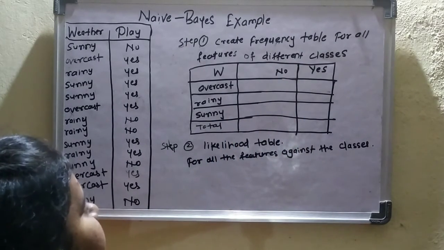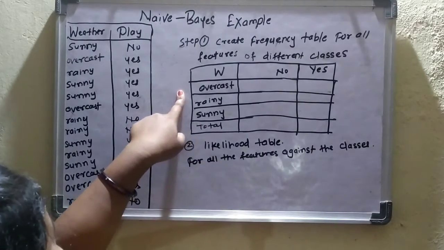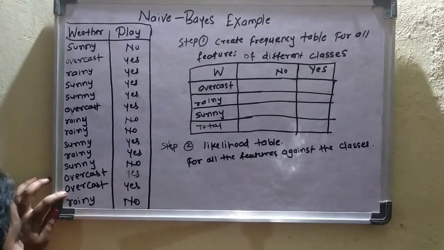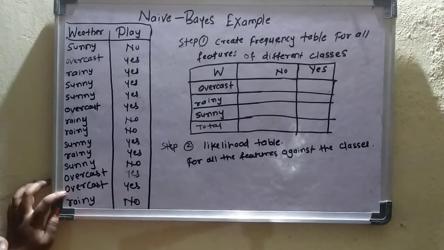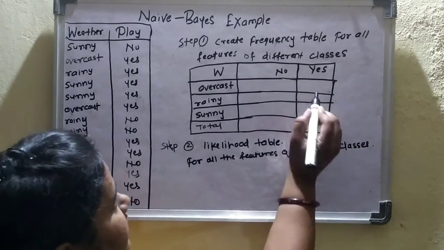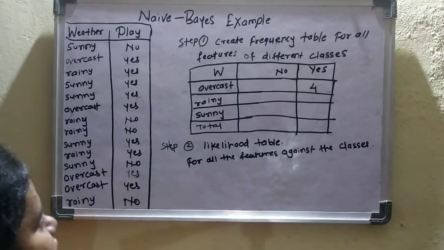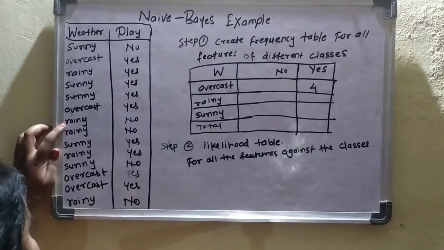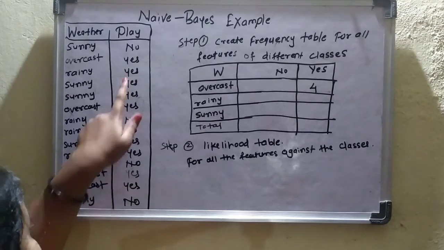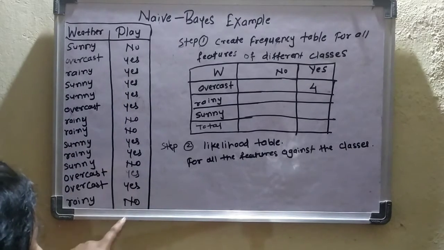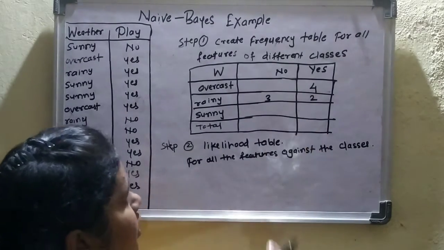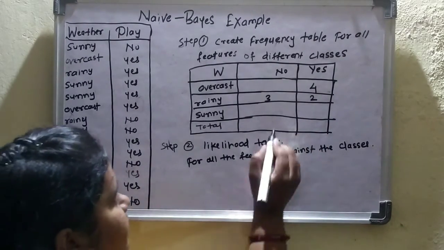So we will calculate how many overcast situations there are first. For overcast, how many values are there? 1, 2, 3, 4. We have 4 overcast values, and in that all 4 are yes. So we will note it down here as 4. Similarly for rainy, we will calculate the values: 1, 2, 3, 4, 5. We have a total of 5 rainy values. In that we have 2 yes, and 3 are the no values. Similarly we will note down all the values.